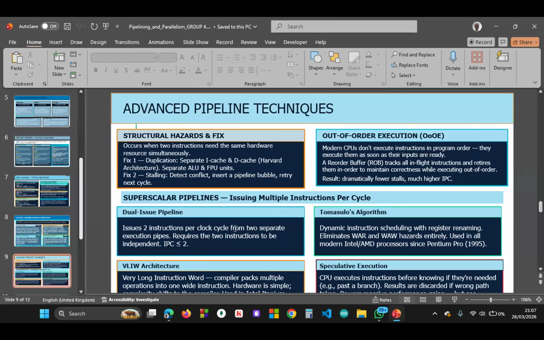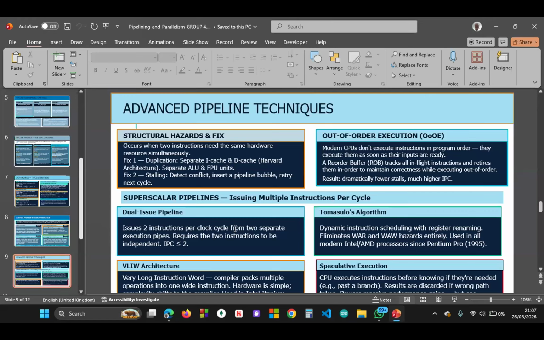Superscalar pipelines: issuing multiple instructions per cycle. One, dual issue. The pipeline issues 2 instructions per clock cycle from 2 separate execution pipes. Requires the 2 instructions to be independent. IPC is less than or equal to 2. Two, Tomasulo's algorithm.